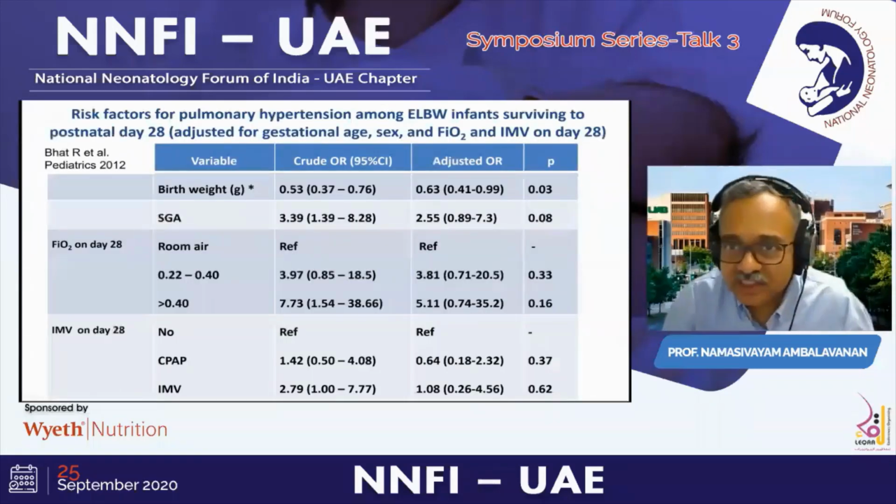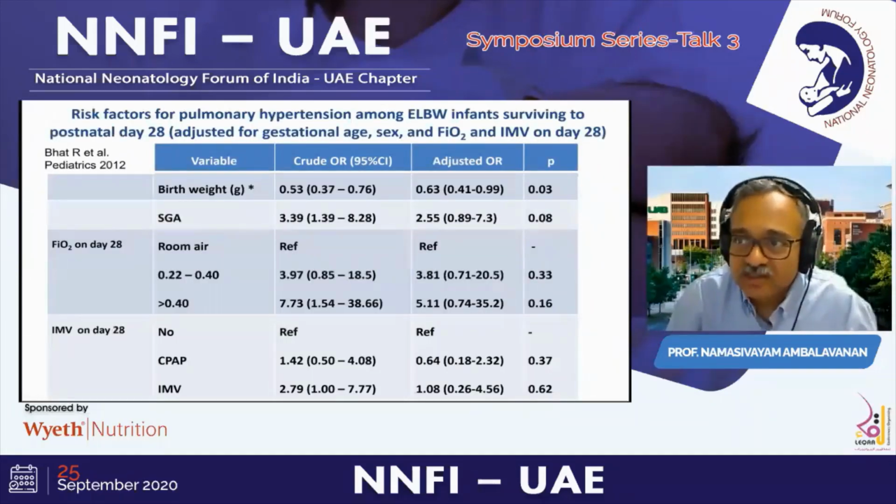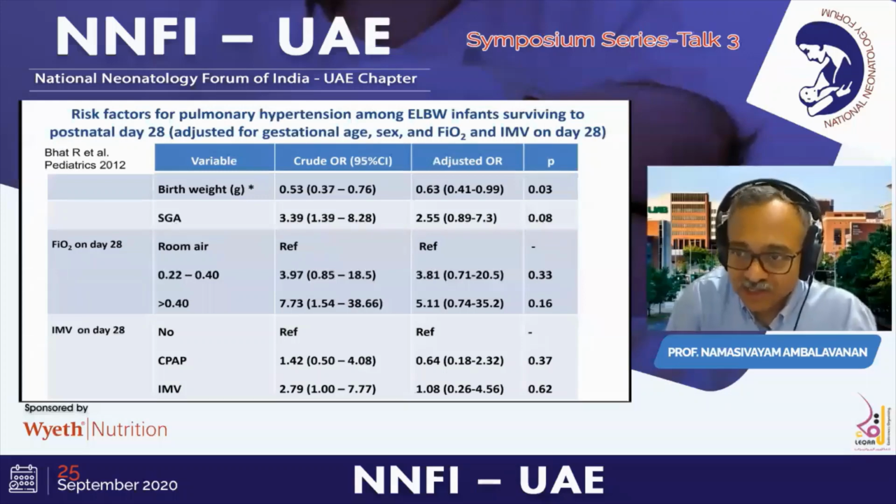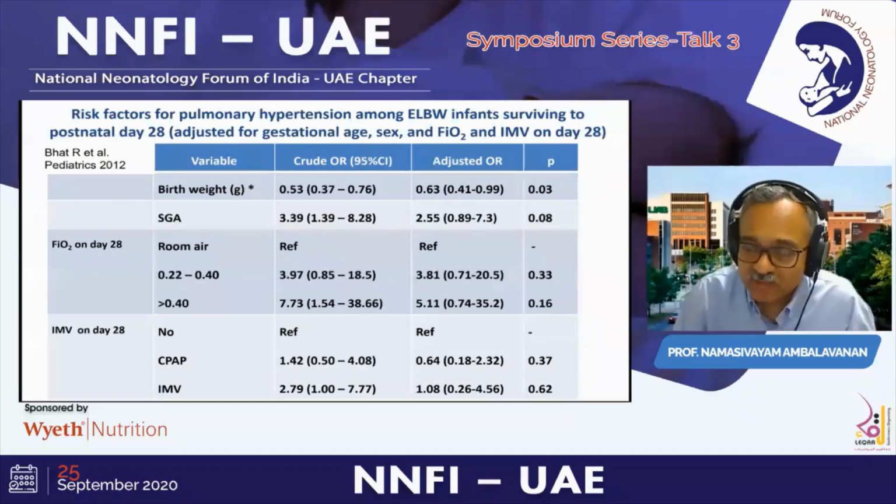Okay, so what were the risk factors for pulmonary hypertension? So if you look at the regression analysis, adjusting for gestational age, sex, oxygen, and mechanical ventilation on day 28, the variables which were important were birth weight. So as the birth weight increased, the odds ratios decreased. So larger infants are less likely to develop pulmonary hypertension. Also, if the infant was growth restricted, SGA, they had a higher risk. So either the birth weight could be higher just because the infant is AGA but a larger birth weight, or the infant is SGA and it is at a higher risk.